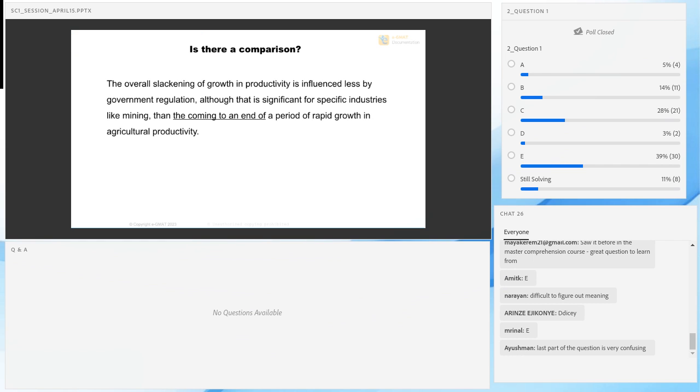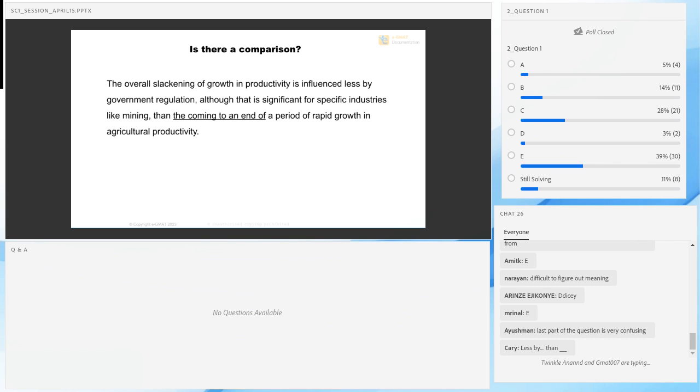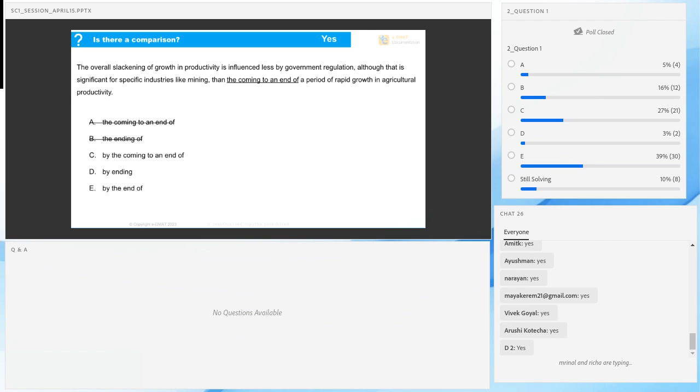What's the first thing that you see in this question here? Last part is very confusing. Yes, there are two aspects to this question, and we are going to talk about both. First of all, is there a comparison in this question? Less by than, absolutely. Because there is a comparison, it's very clear that choices A and B cannot be the correct answers. Why? Because you have less by than, after that by is missing. So that is why choices A and B are wrong.